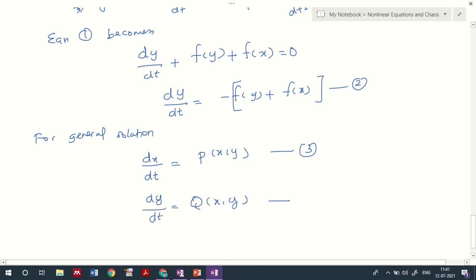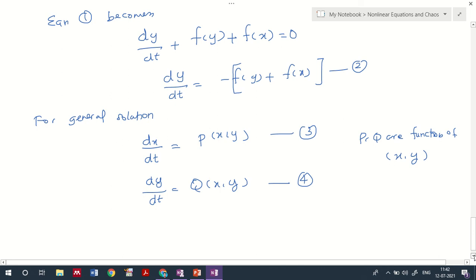Because now we know that dx by dt has a dependency on x and y, and dy by dt has a dependence on x and y over here. So then we substitute dx by dt equal to p of x, y, dy by dt equal to q of x, y, where p and q are functions of x and y. Now here we need to make a few representations.